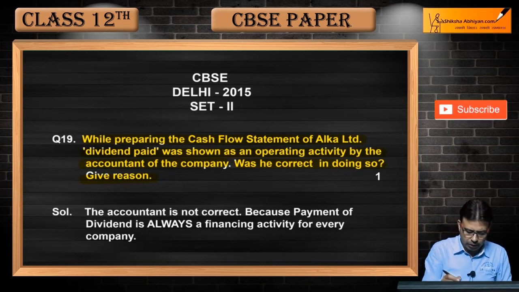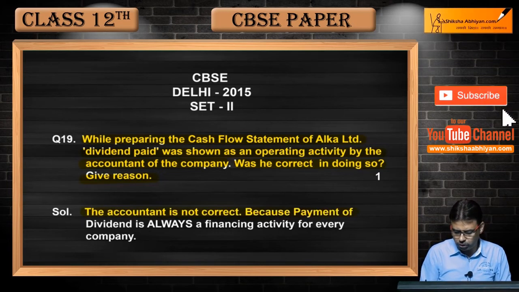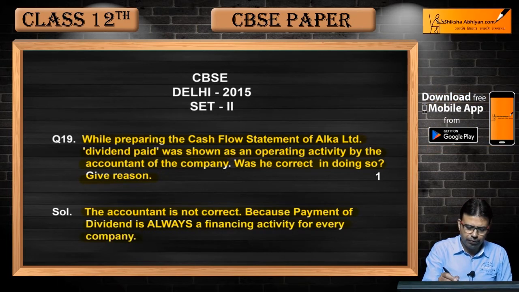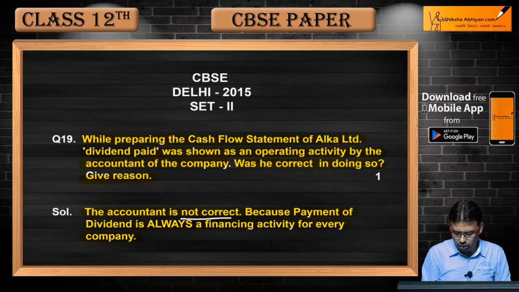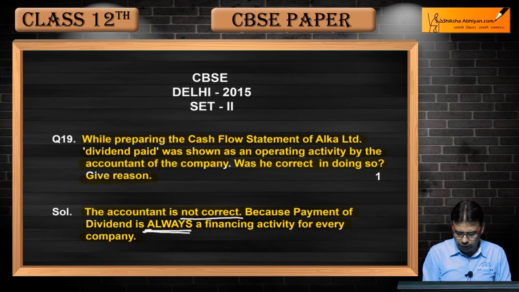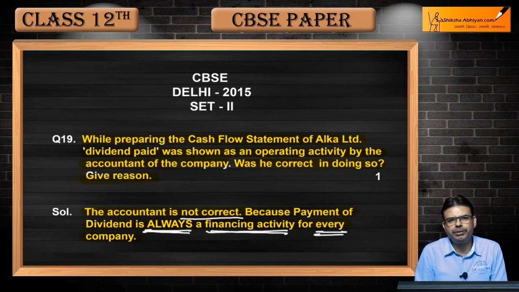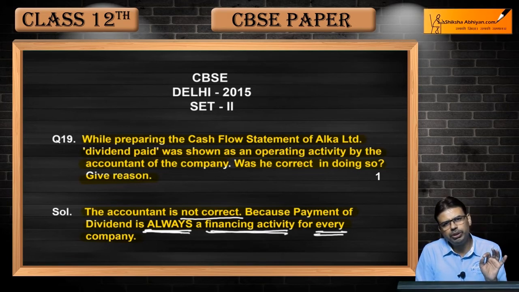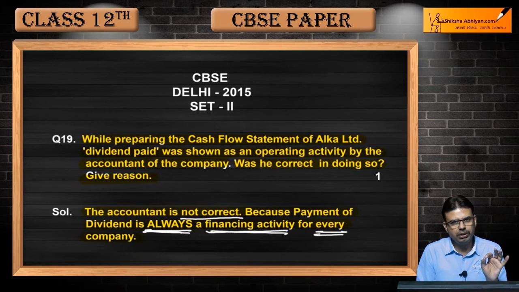So, the accountant is not correct because payment of dividend is always a financing activity for every company. मैंने इसलिए mark कर दिया, he is not correct. This is always a financing activity for every type of financing or non-financing company. आपको हमेशा ही dividend paid is a financing. Okay?